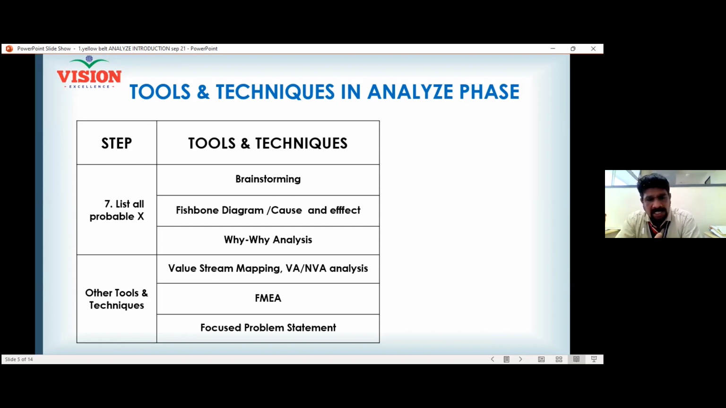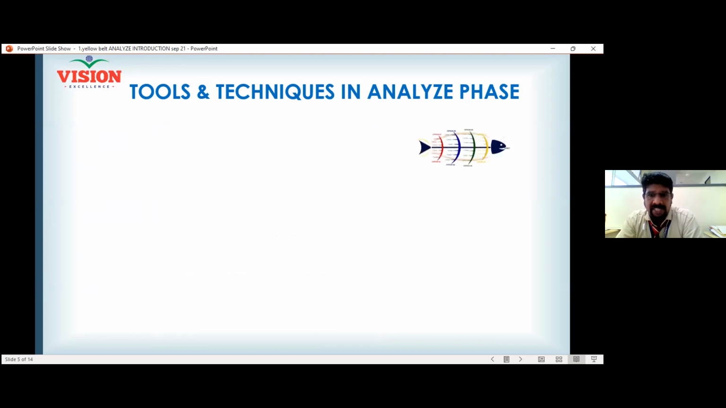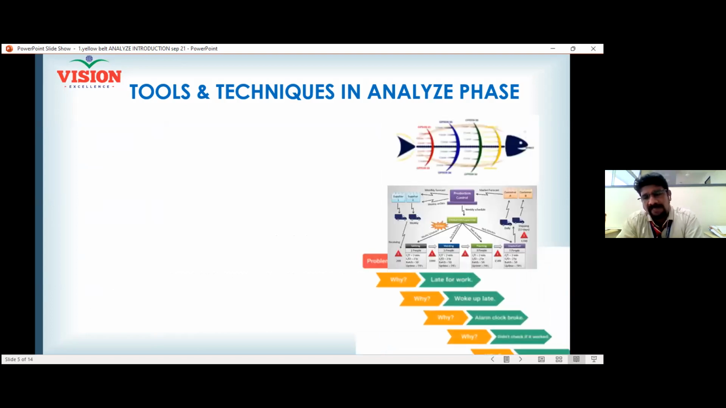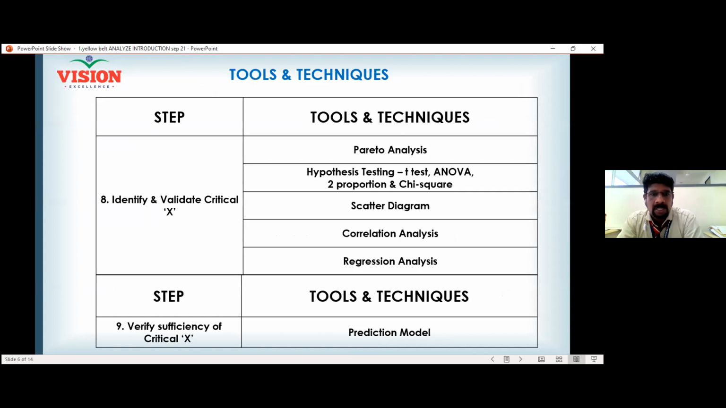Then the cause and effect diagram is there, why-why analysis is also there. Then we can use FMEA or a focus problem statement also to do the same activities. We will see the cause and effect diagram also in the coming sessions. And the next step is how to identify and validate the critical X factors. For that, you can use Pareto analysis. We saw this Pareto analysis in the define phase also. It is compatible and more flexible, so you can use it in the analyze phase also. Apart from that, you can use hypothesis testing and ANOVA, which will be given as an intro by Dr. Siva. Then you can use regression analysis, correlation analysis, and scatter diagram.